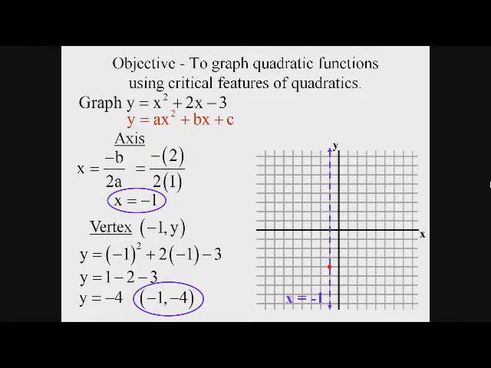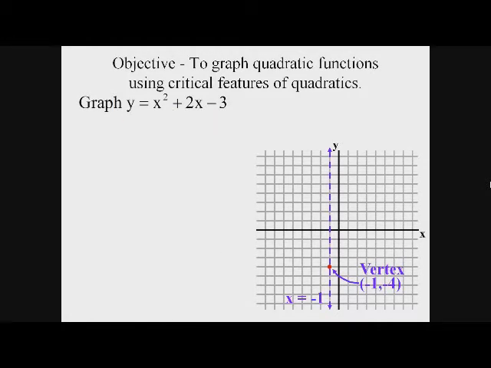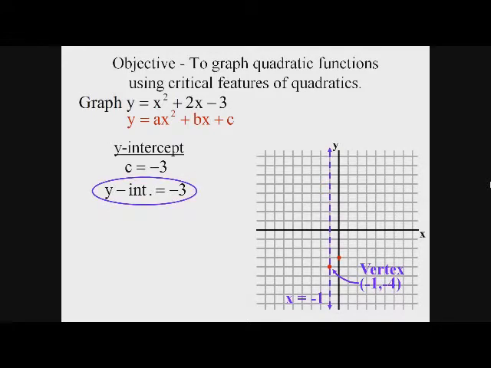What else could I find easily? One thing I could find very easily, besides the axis of symmetry and the vertex, is the y-intercept. The y-intercept is the c value, which is negative 3. So I'll plot that on the graph. It's right here. I could use symmetry to get a point on the other side, but that still would only be 3 points, not really good enough to make a parabola. So I'm going to go for some other x values.